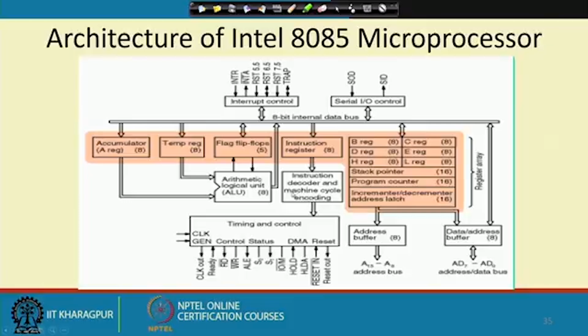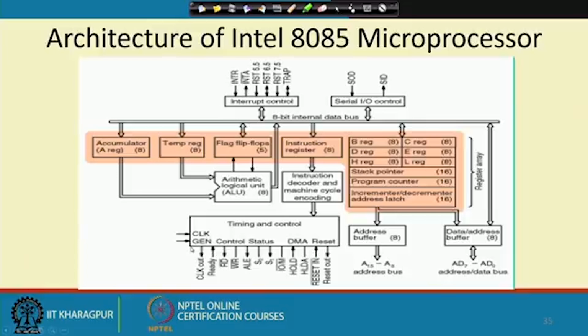This is the instruction decoder and machine cycle encoding module. It will decode the meaning of the instruction, and it will also tell what operations it has to do. Accordingly, it will instruct the timing and control logic, which gets the instruction opcode from the instruction decoder. It will also get the clock signal from the outside world.